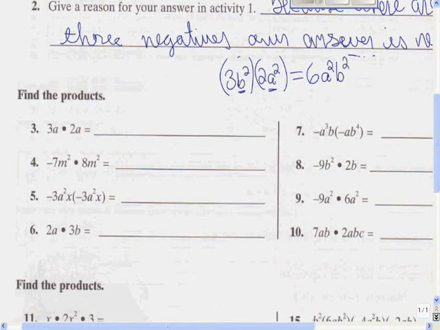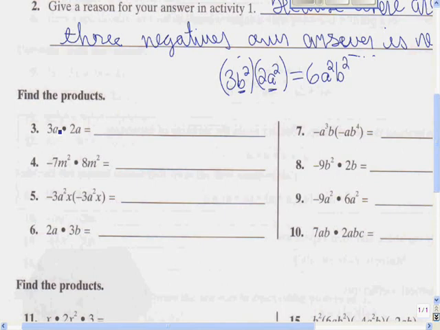So let's start applying these things that we've just learned to these multiplication problems. We've got 3a times 2a. Well, first we've got to determine what our sign's going to be. Well, since there's no sign in front of these numbers, we already know that the answer is positive. So both of these are positive.